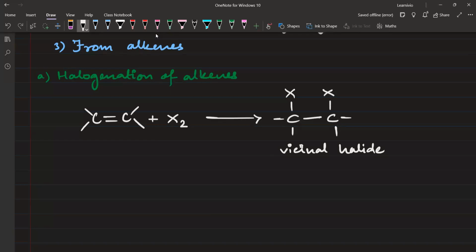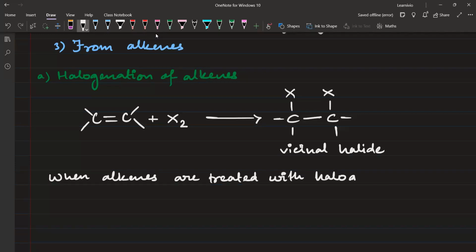Okay. Now you can write a statement. When alkenes are treated with halogen, they form vicinal dihalide. Vicinal dihalide. Write di here also.